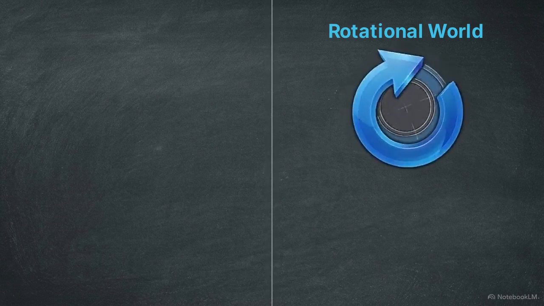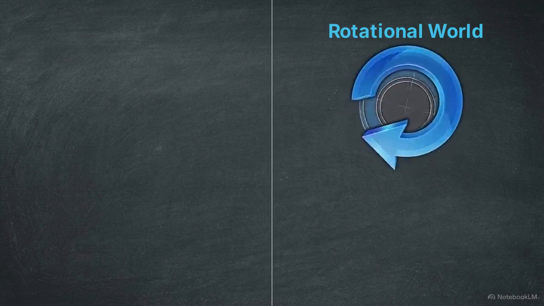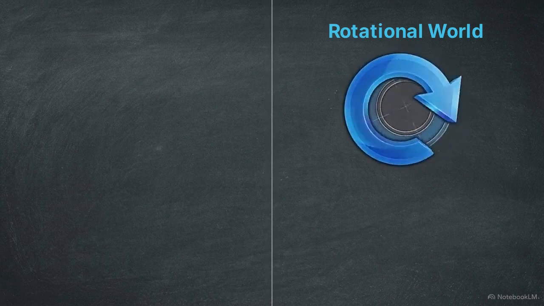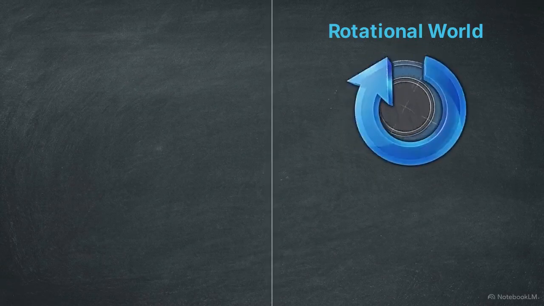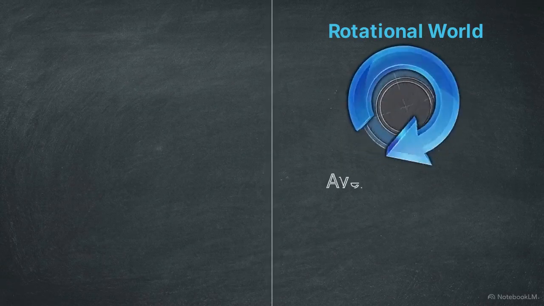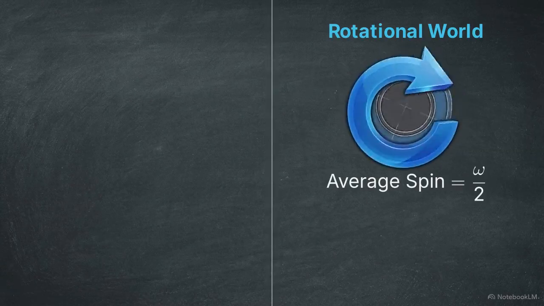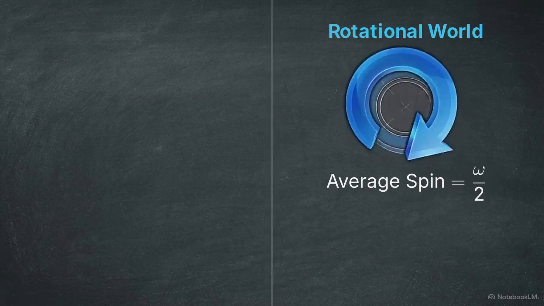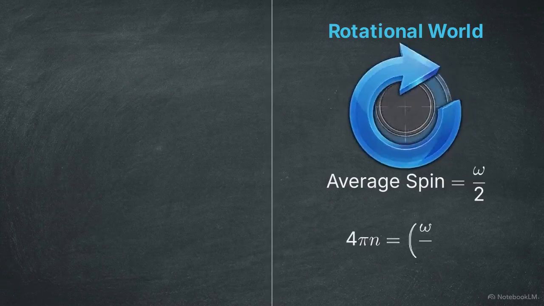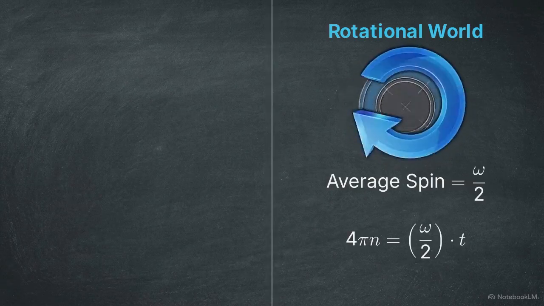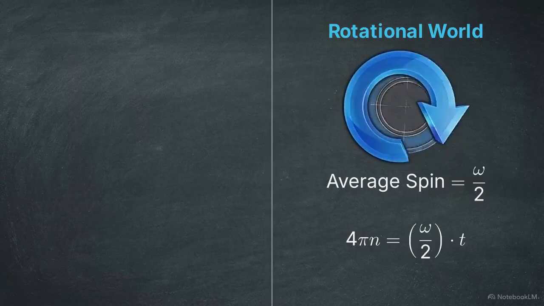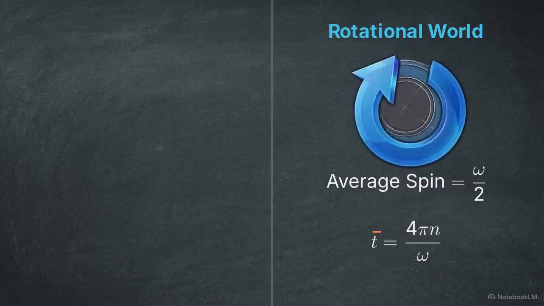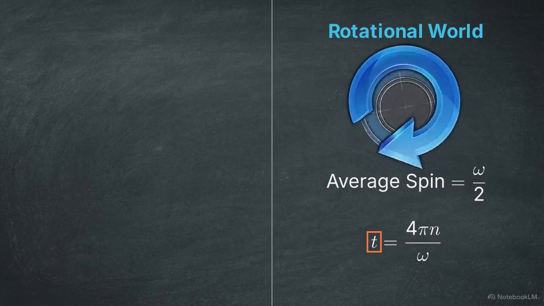We can apply the exact same average velocity logic to this rotation. The average angular velocity is halfway between the start and the finish, or simply omega over 2. The total angle the shell rotates through is equal to this average spin rate multiplied by the time spent in the barrel. Substituting our earlier conversion of 2 pi times n for the angle, we get our second time equation. Time equals 4 pi times n divided by omega.